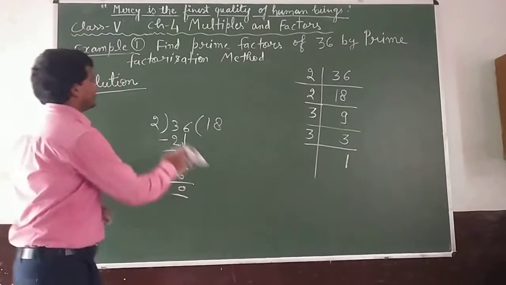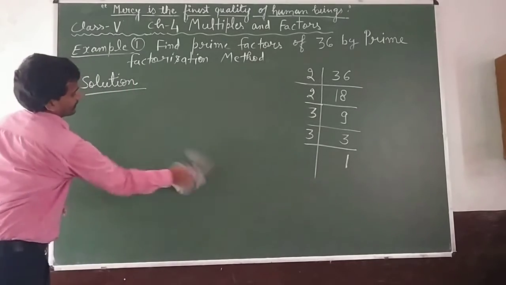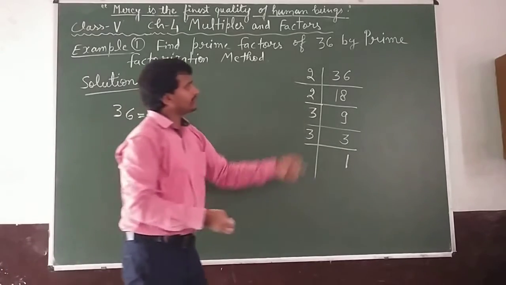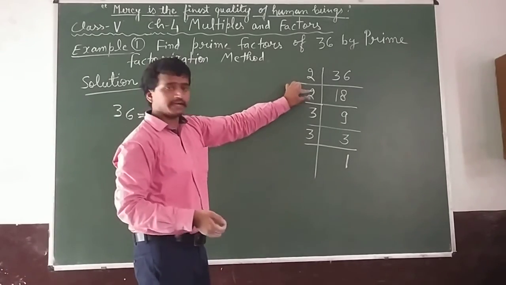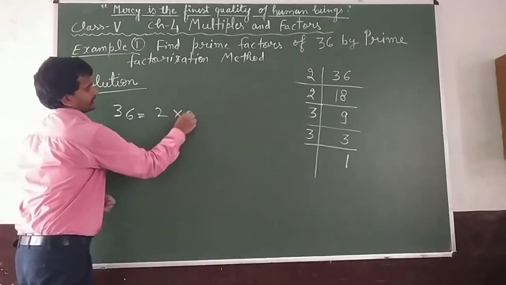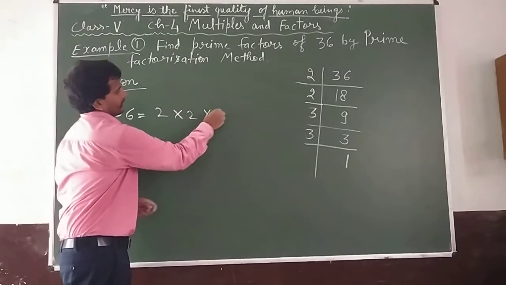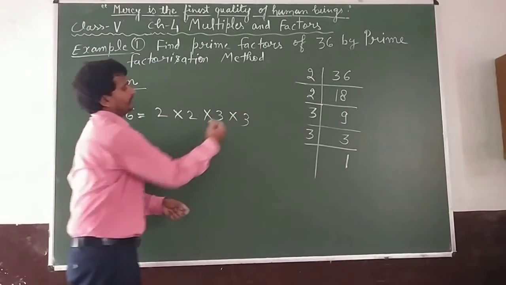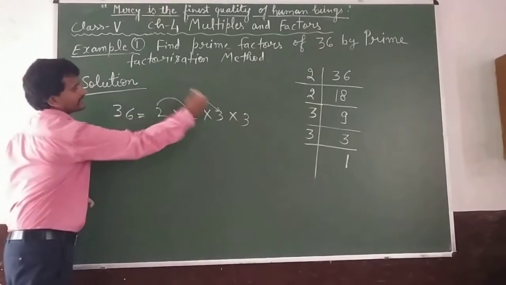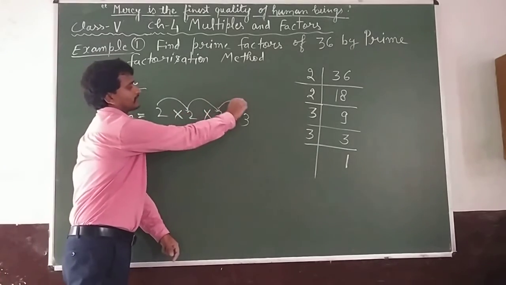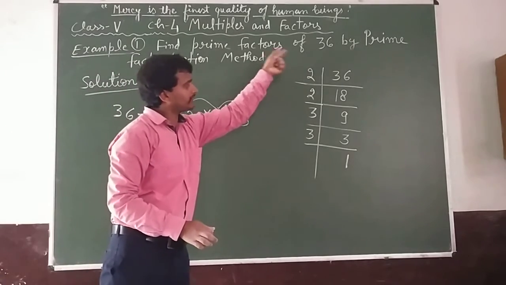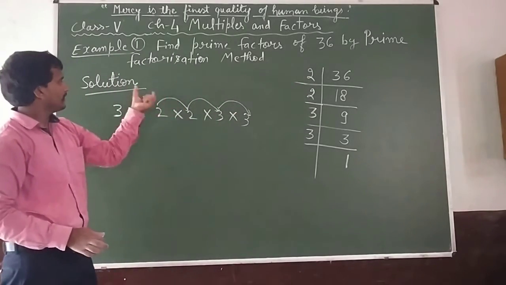Now we can write 36 as a multiple of its prime factors. 2 multiplied by 2. Next, multiply by 3. Again, multiply by 3. 2 multiply 2, 4. 4 multiply by 3, 12. 12 multiply by 3, 36. So, this is the prime factorization method to solve our given question.